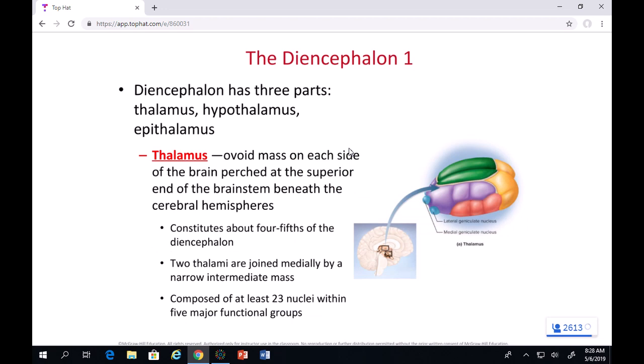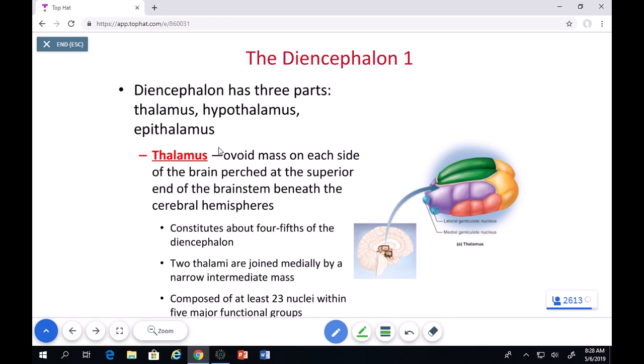The biggest structure of our diencephalon is the thalamus. It makes the largest volume and has the largest mass of the diencephalon. But there are other parts of the diencephalon as well. We also have a hypothalamus and an epithalamus.